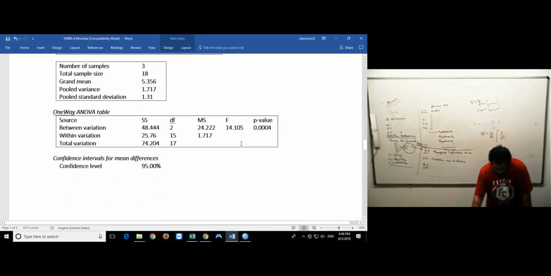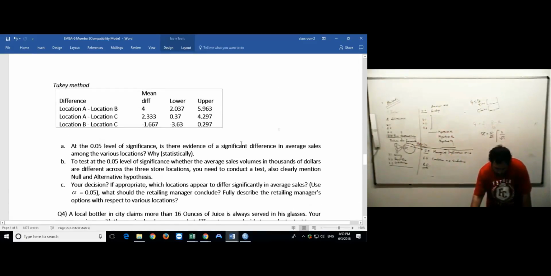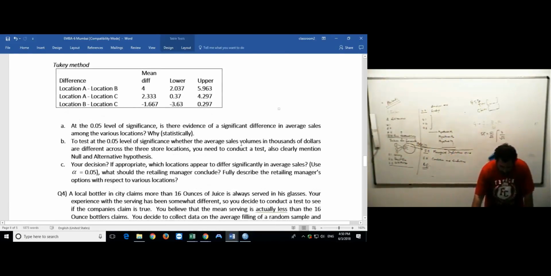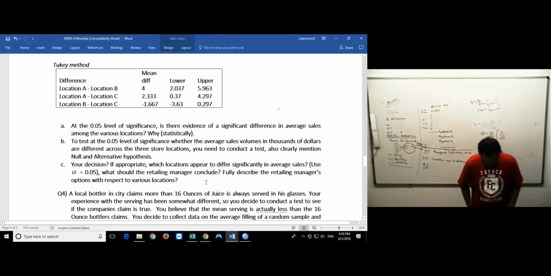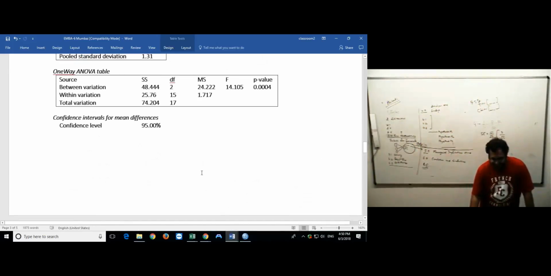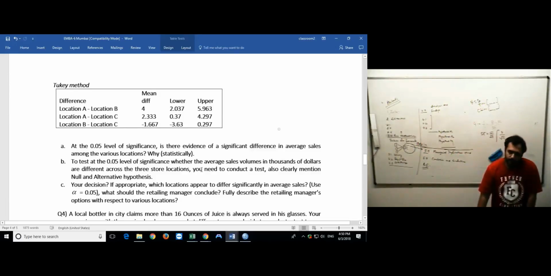Further come down, sir. There must be one more table. Okay, so basically you are required to see the last two tables and now answer the other four questions. Three questions are there. At 5% level of significance, is there an evidence of significant difference in the average? Null is true or alternative is true? Alternative is true. If alternative is true, what is your alternative hypothesis? The locations are not identical. Everybody clear with it? So navigate to the next question.